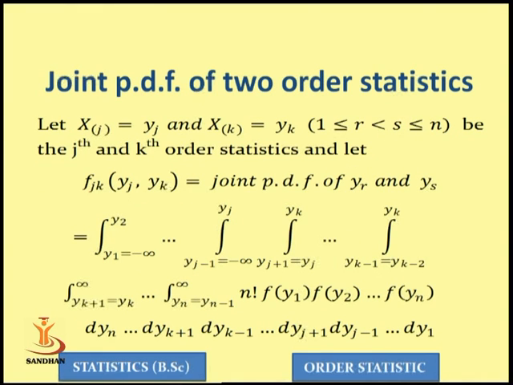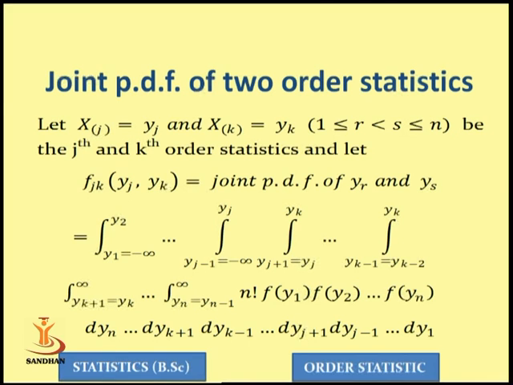Now also sometimes we may be interested in the joint density of two order statistics. So suppose I want the joint PDF of the jth and the kth order statistic. Okay, that is a mistake. Instead of R and S, you should have J and K over there. So xj, which we denote by yj, and xk, which we denote by yk. So it should be 1 less than or equal to j less than k less than or equal to n. They are the jth and kth order statistics, and let f of jk, yj, yk be the joint PDF. Again there is a mistake. It should be the joint PDF of yj and yk.